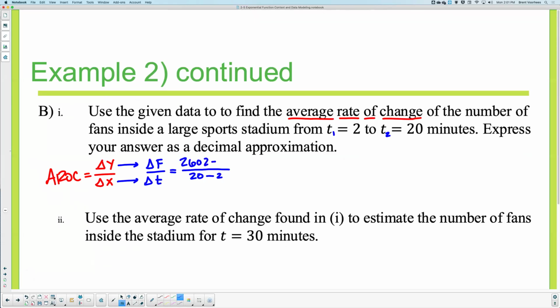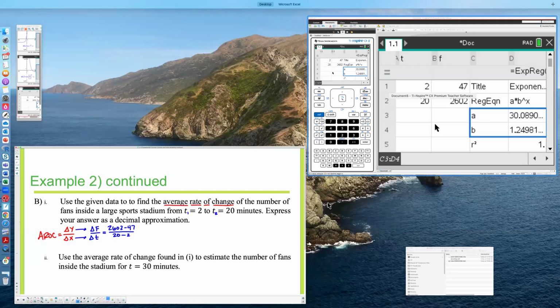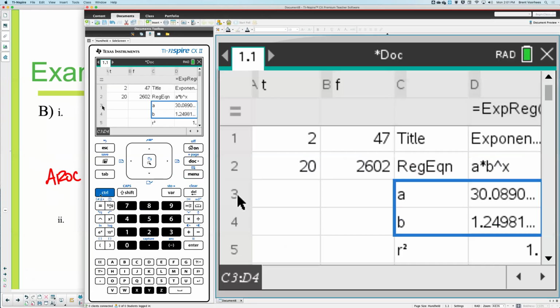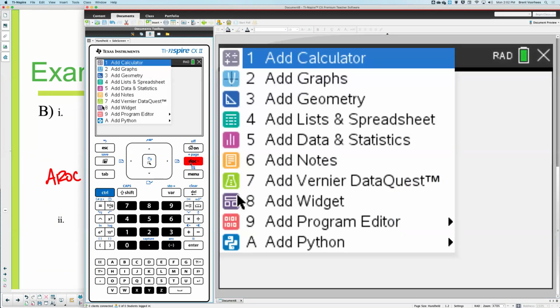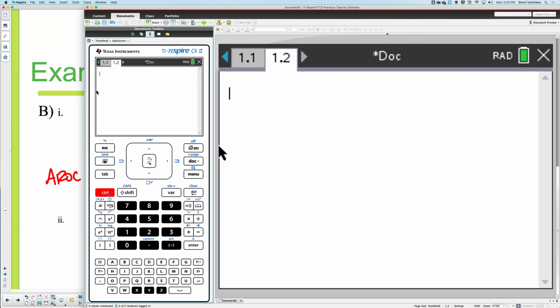2,602 minus 47. Let's go do that calculation. Don't clear your calculator. Press Control Doc. Get yourself a new page. Control Doc, new page. I want you to add a calculator. So the AROC is 2,602 minus 47. That's going to find the change in fans. Divided by 20 minus 2. That's going to find the change in the amount of time.